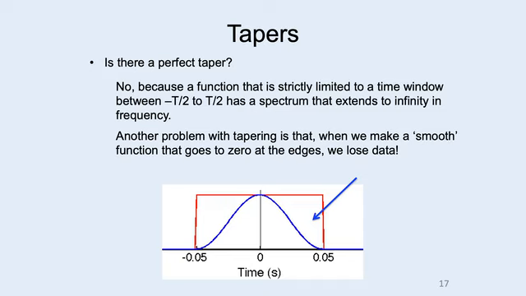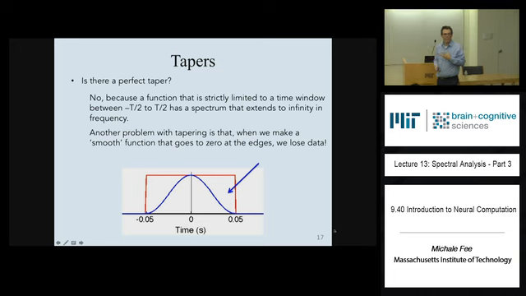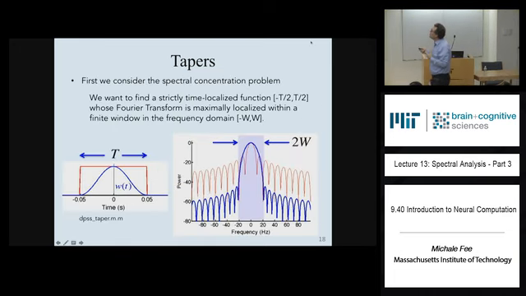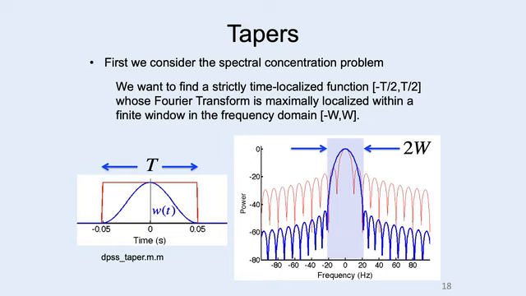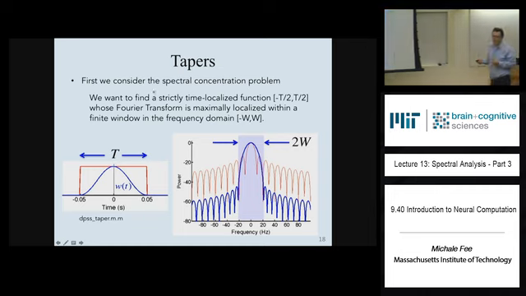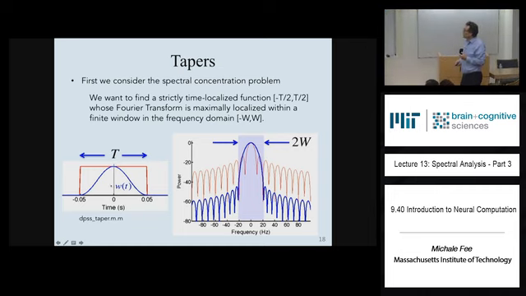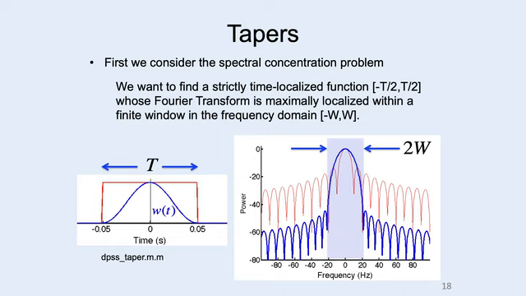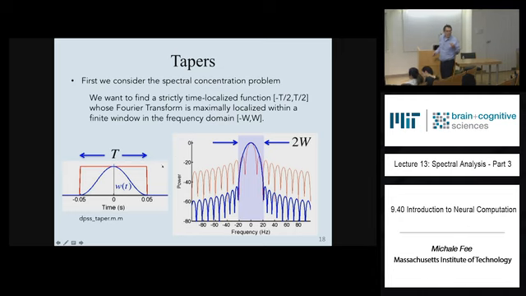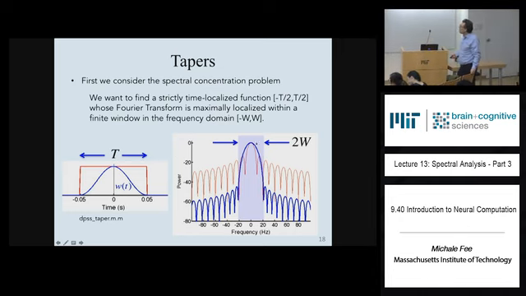Okay, so you can actually compute the optimal taper. Here's how you do that. We're going to think of this as what's called the spectral concentration problem. We're going to find a function, W, a tapering, that is limited in time from minus T over 2 to plus T over 2, so it's 0 outside of that, that concentrates the maximum amount of energy in its Fourier transform, in its power spectrum, within a window that has width 2W.